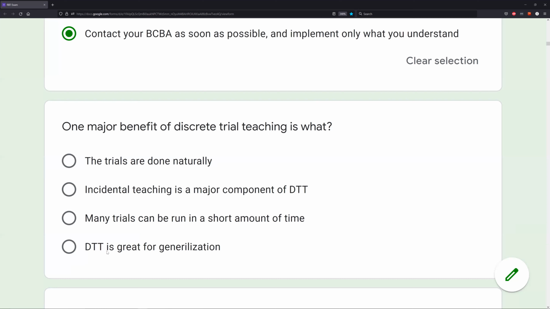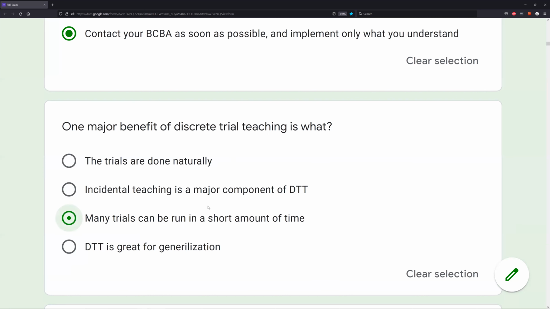And then D, DTT is great for generalization. Generalization is typically done with natural teaching outside of this DTT environment because DTT is typically very controlled. For generalization, we need more of a loose environment, okay? We can't control everything when generalizing. So one major benefit of discrete trial teaching is what? C, many trials can be run in a short amount of time.